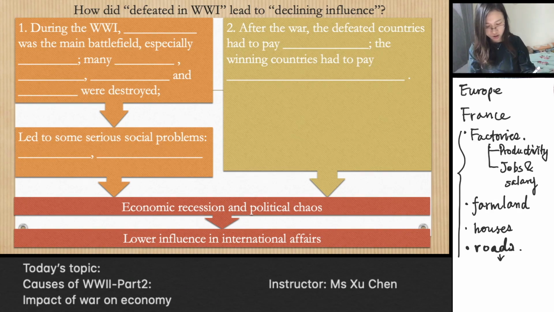Firstly, of course, the shortage of resources. Secondly, a very high unemployment rate.